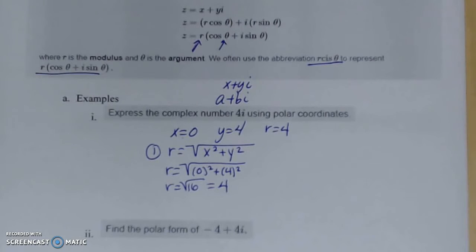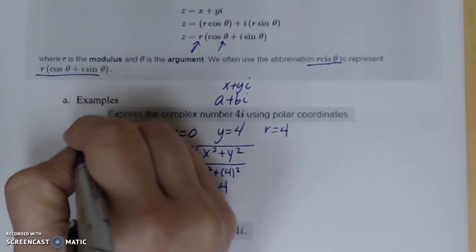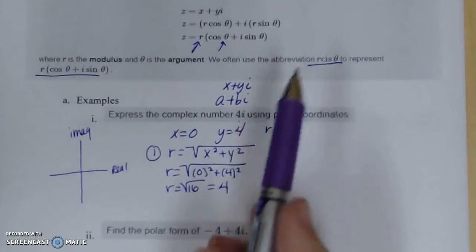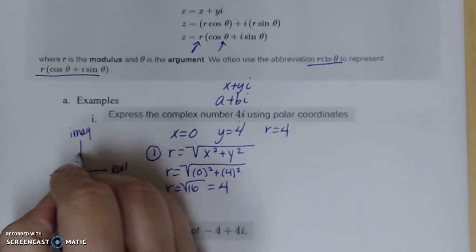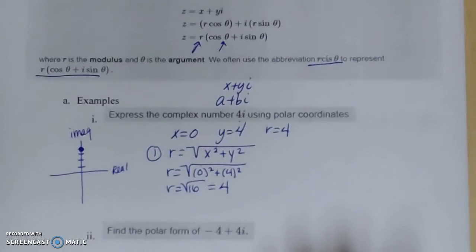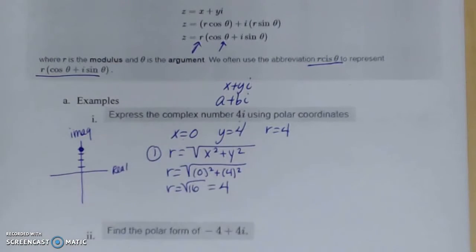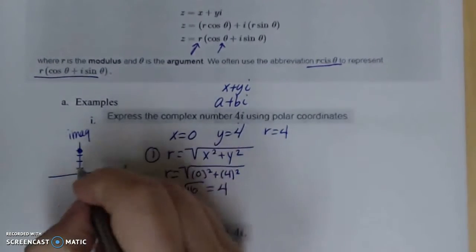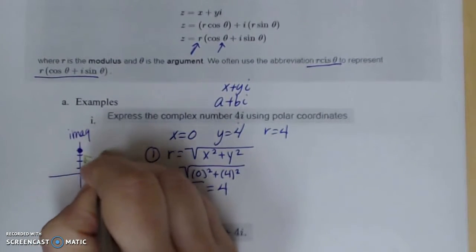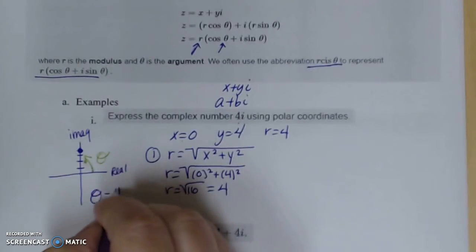The next value I need to find is my theta. Well, let's consider this. Here's my reals, and here's my imaginary, and if I were to graph this at 4i, it would be at 1, 2, 3, 4. Here would be 4i. Remember, your polar reflects your distance from your pole and the angle that got you there. So if I'm looking at this angle here, this is my theta. Notice that angle is an angle we already know, and so theta would be equal to pi over 2.